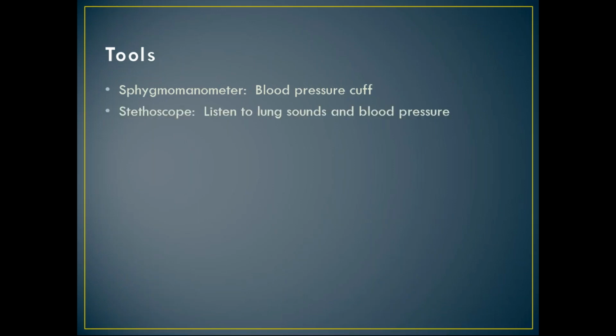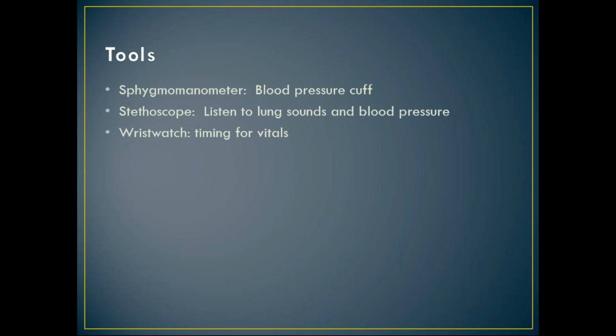Next, we have our stethoscope. So this is going to help us obtain our breath sounds, lung sounds, and then also obtaining that blood pressure as well. Wristwatch or any other type of timing device so that we can correlate our vital signs and get that proper rate.